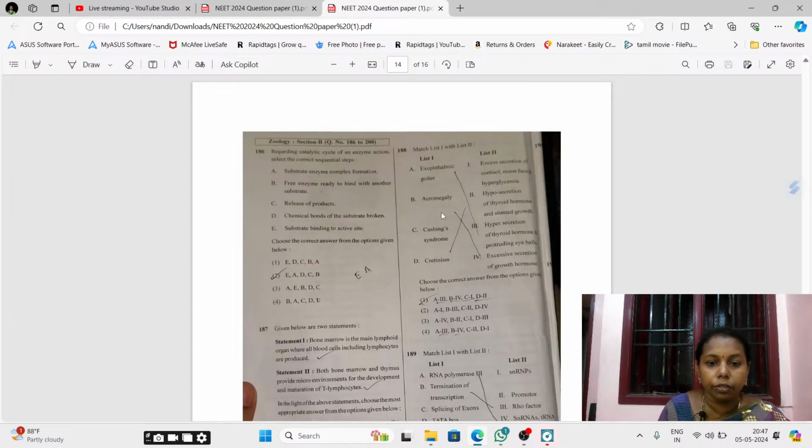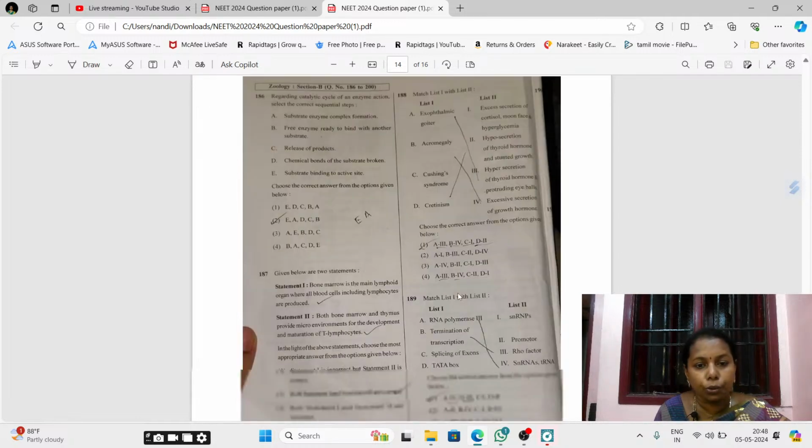Now 188, we have to match again. Exophthalmic goiter is hypersecretion of thyroid hormone, so A is 3. Acromegaly, excess secretion of growth hormone, B is 4. And Cushing syndrome, excess secretion of corticosteroid, which is in option 1. So option A is the correct answer for 188.